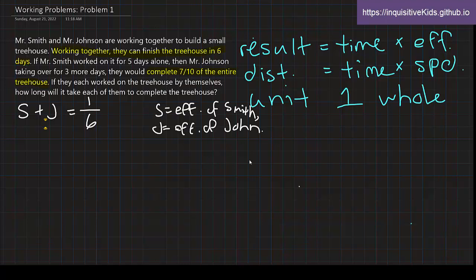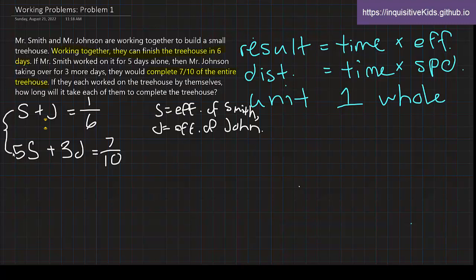And if Mr. Smith worked on it for 5 days alone, so in those 5 days, the final result would be 5, the time, times the efficiency of Mr. Smith, which is S. And then Mr. Johnson taking over for 3 more days. So the time, 3 days, times the efficiency of Johnson, which is J. That is equal to 7/10 of the entire project.